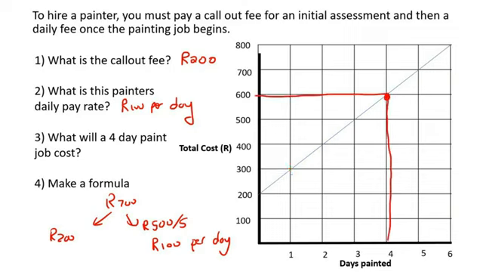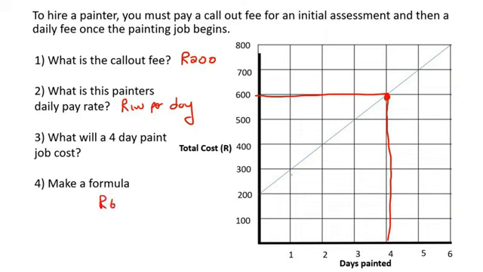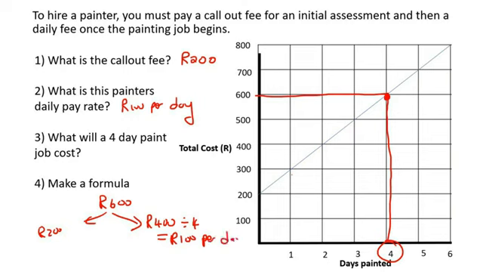Okay, so that's going to be 600 Rand. But remember that gets broken up into a 200 Rand call-out fee, and then there's 400 Rand left over. But that 400 Rand was earned over 4 days. So if you divide that by 4, it's still going to be 100 Rand per day.